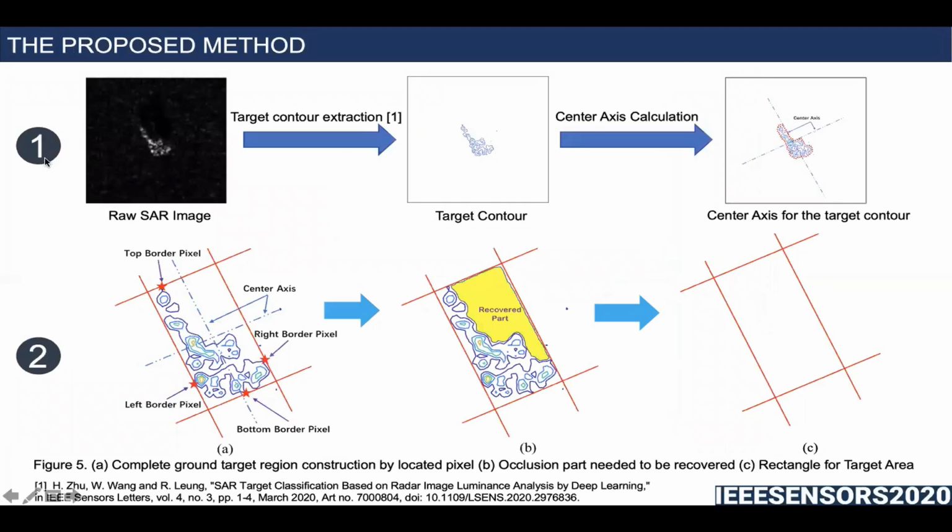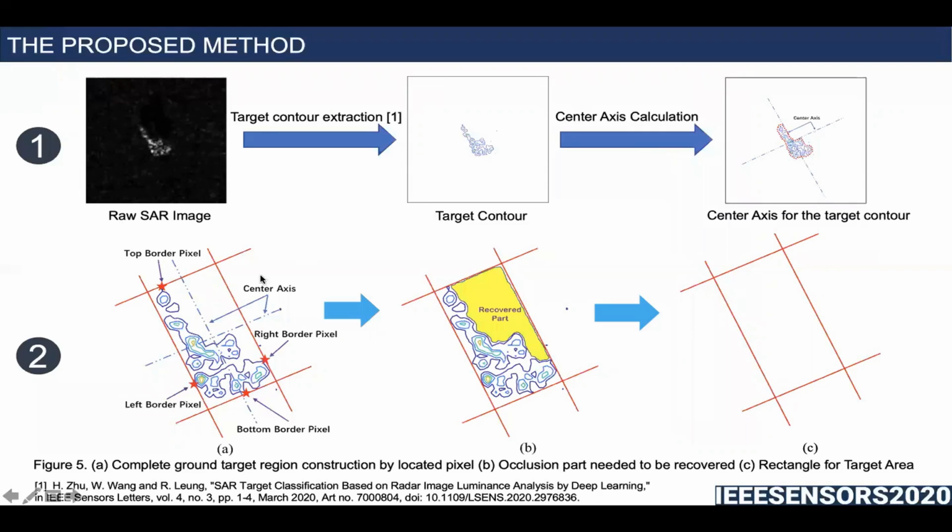In step 1, we extract the target contour by the previous paper that we published, and calculate the central axis to form the direction and azimuth of the target in a raw SAR image.